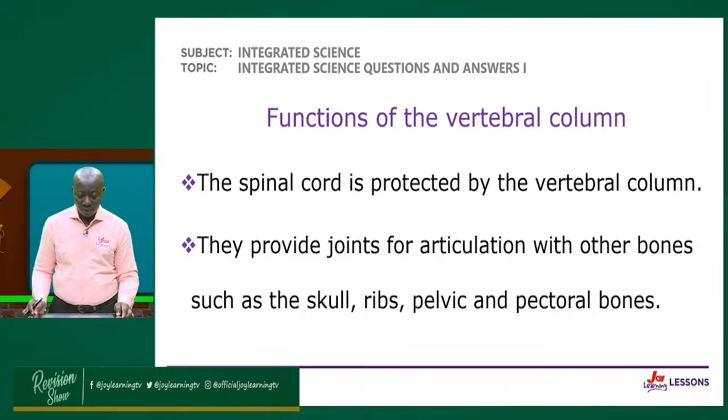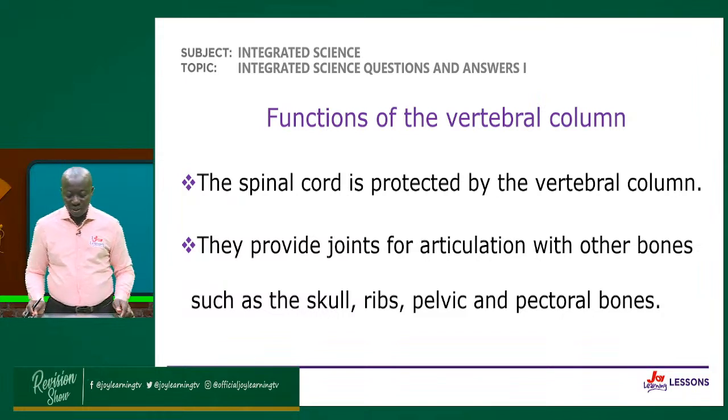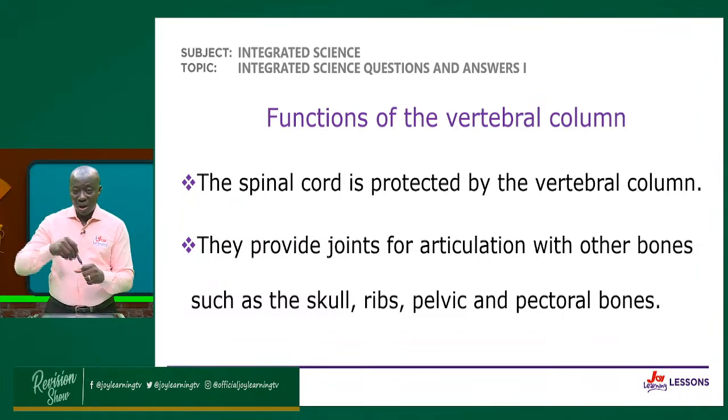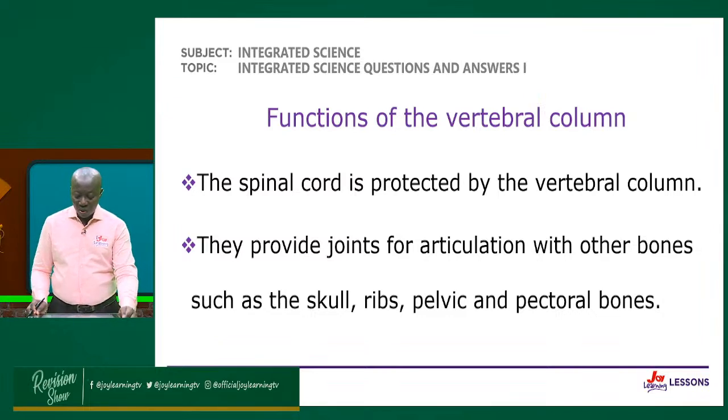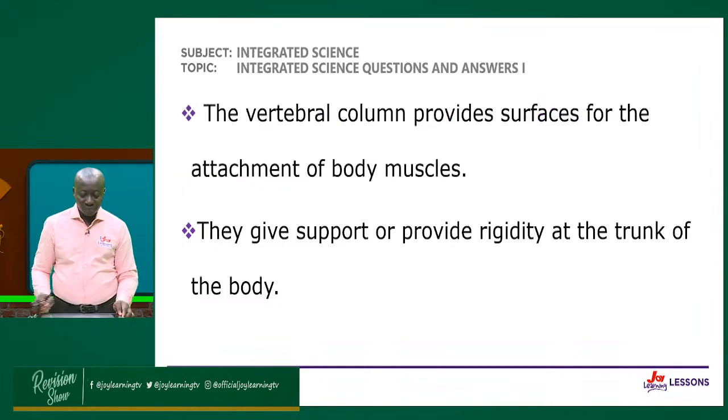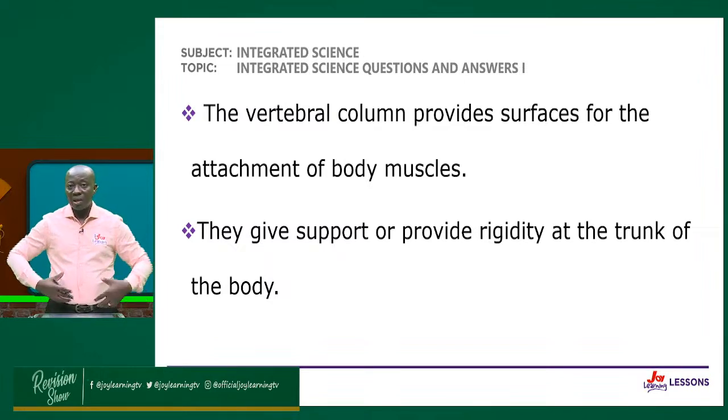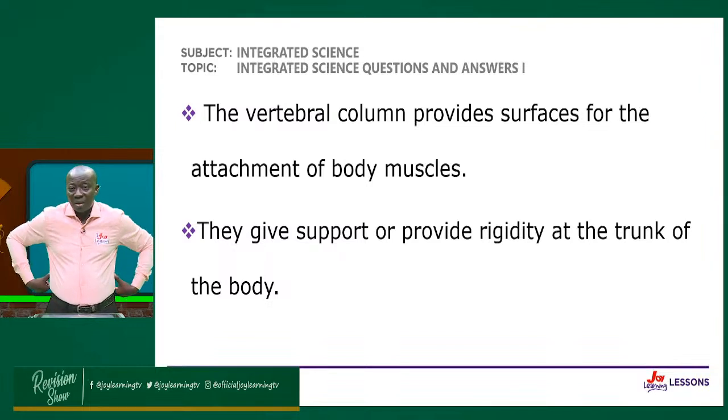So we move on to functions of the vertebral column. Well, the spinal cord is protected by the vertebral column. It's that white tissue you see when you are eating fish; that is what you call the spinal cord. The spinal cord is not your neck, it is the tissue that connects the brain to all parts of the body through the vertebral column. The vertebral column provides joints for articulation with other bones such as the skull, ribs, pelvic and pectoral bones. It provides surfaces for the attachment of body muscles, and it also gives support and rigidity at the trunk. So your body is sitting on the bones at the back.